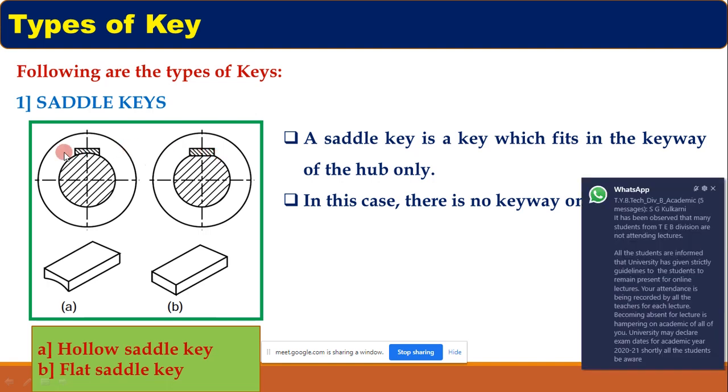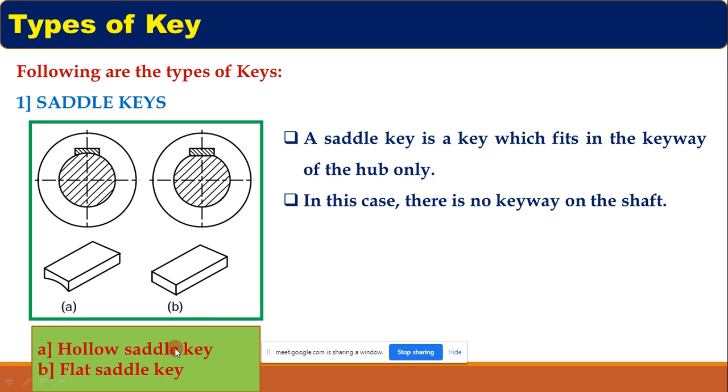So this type of key having a concave surface is called a hollow saddle key. From the MCQ point of view it is very important. The key having a concave surface is called a hollow saddle key, and the key having a flat bottom surface is called a flat saddle key. And the most important point: there is no keyway on the shaft.